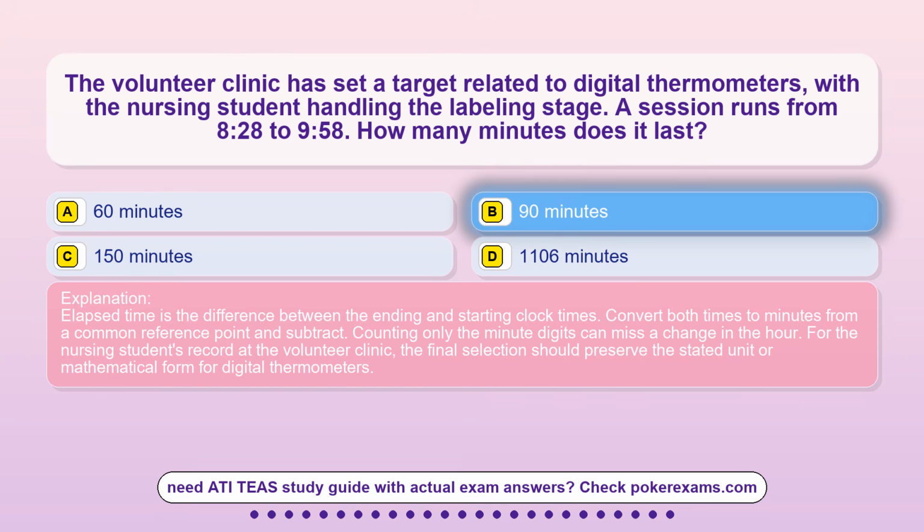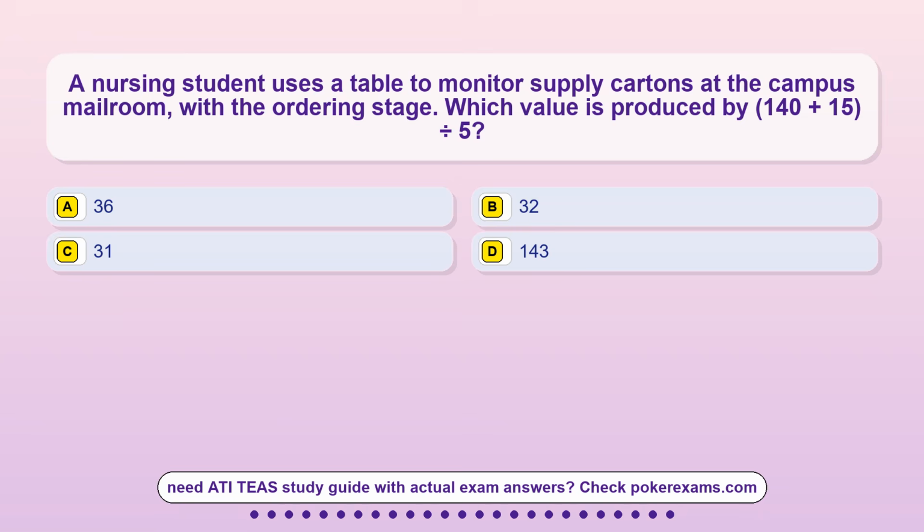For the nursing student's record at the volunteer clinic, the final selection should preserve the stated unit or mathematical form for digital thermometers. Question 20. A nursing student uses a table to monitor supply cartons at the campus mailroom, with the ordering stage. Which value is produced by 140 plus 15 divided by 5?